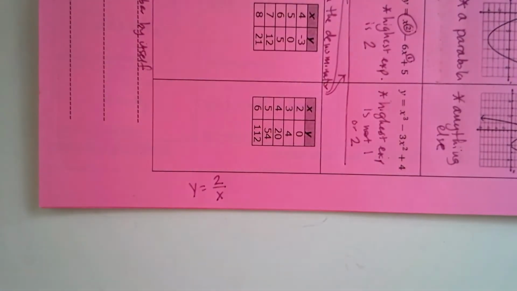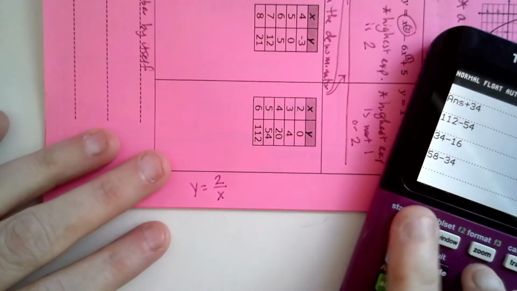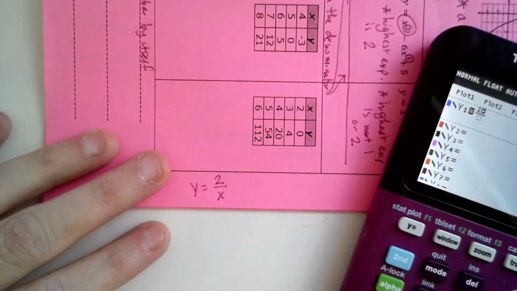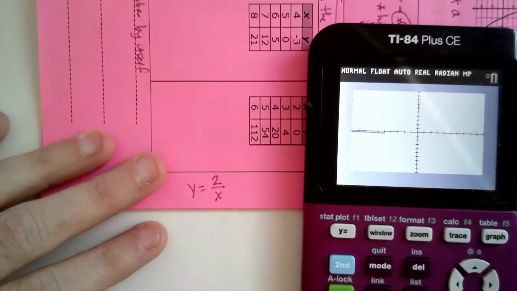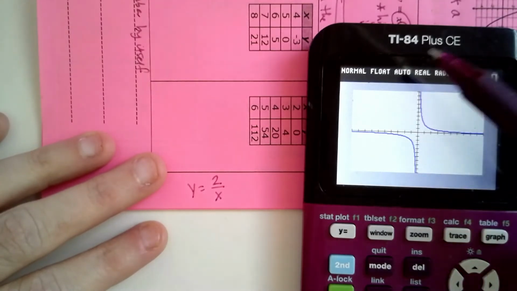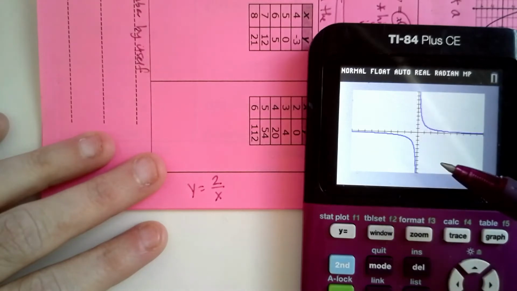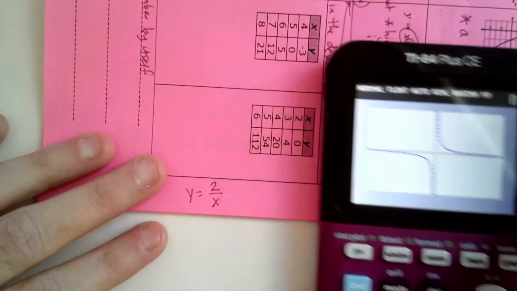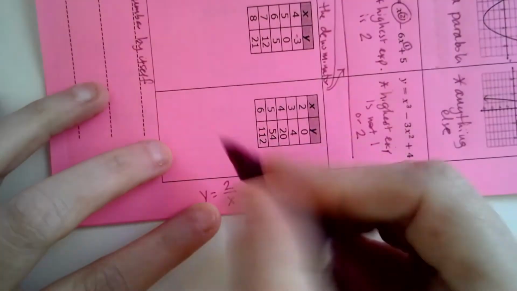Okay, if I put y equals 2 over x in my calculator, let me clear out whatever I got in there. So 2 over x, and I graph it, I get this, which is not linear because it doesn't make a straight line, and it's not quadratic because it doesn't make a parabola. Okay, this is called inverse or indirect variation. Okay, this is not linear and it's not quadratic, but its highest exponent is 1.